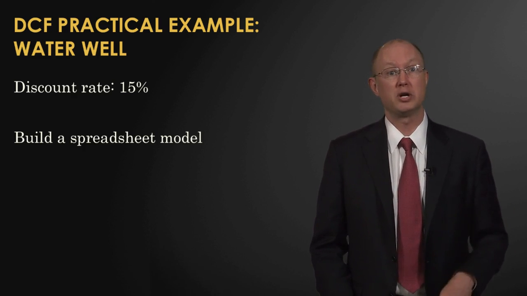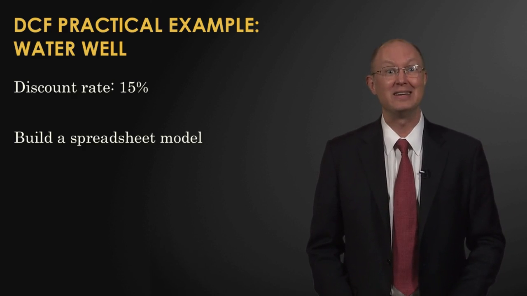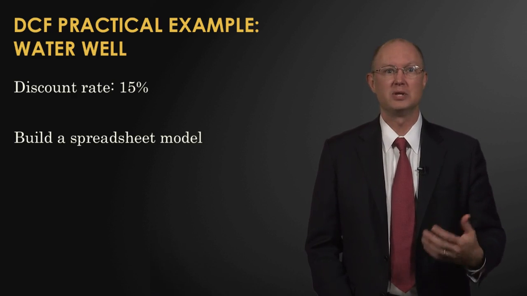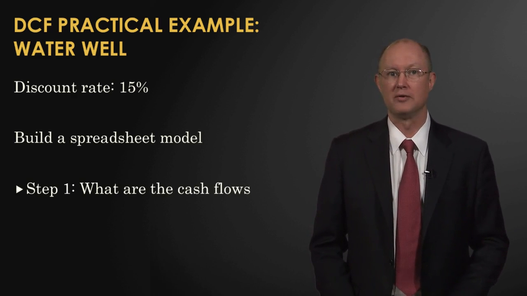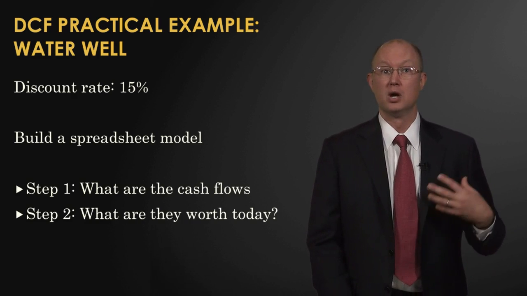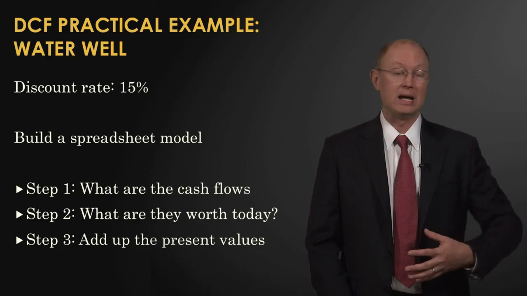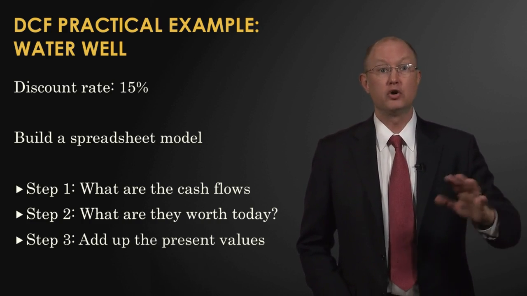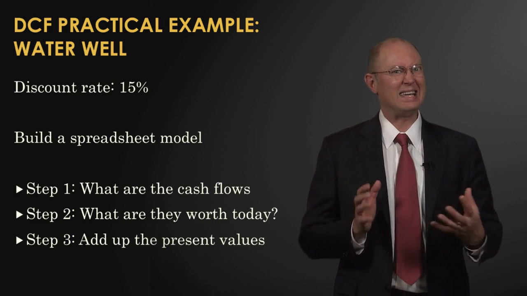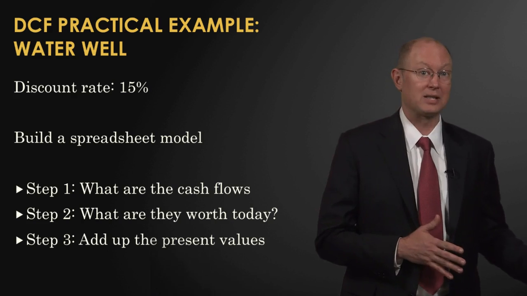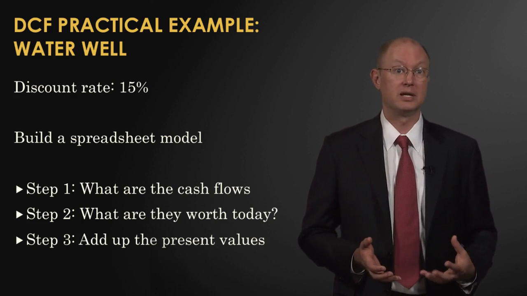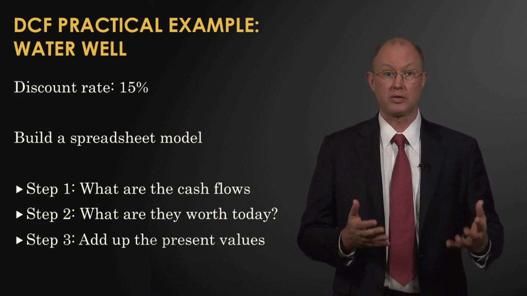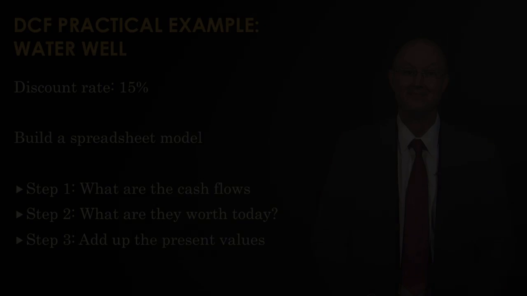And that's where the power of a spreadsheet model comes in handy, because it's easy to copy rows all the way down in Excel and see when the values taper off. So what are the cash flows? What are those cash flows worth today? And add up all those present values. That's how we're going to put a value on this well. We could do it with pen and paper, but it's going to be a lot easier, and what people really do in practice is build spreadsheet models to do these kinds of DCF valuations. So let's move now to the spreadsheet and work through the example in practice.